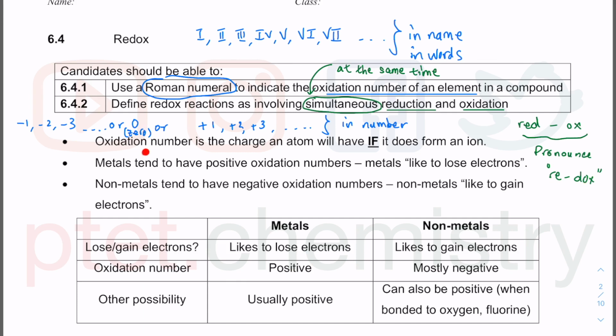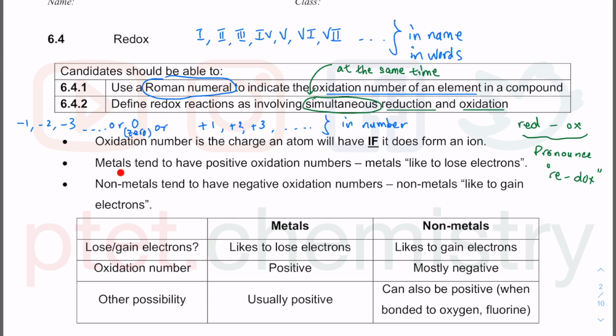So what is the oxidation number that they are talking about here? This is a very direct, very simple definition. However, just like with everything in chemistry, if you don't know the definition, you can't move forward. So I'm just defining it. Oxidation number is just the charge that an atom will have if it forms an ion. That is not saying that every atom will form an ion, but in the formula given, if that atom forms an ion, what is the charge that it will carry?